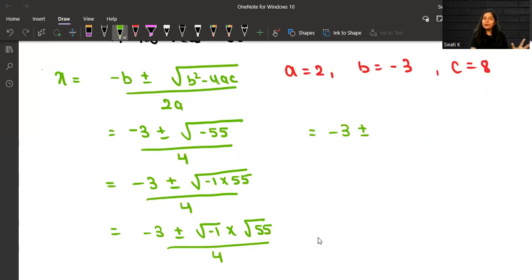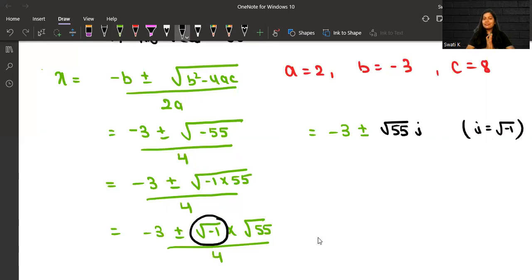Now I hope you know that here root over minus 1 is nothing but our iota. We write this as i, and root 55 as it is. And what is i? i is nothing but root over minus 1. If you want me to make a detailed video on this topic, which is complex numbers, let me know in the comment section.